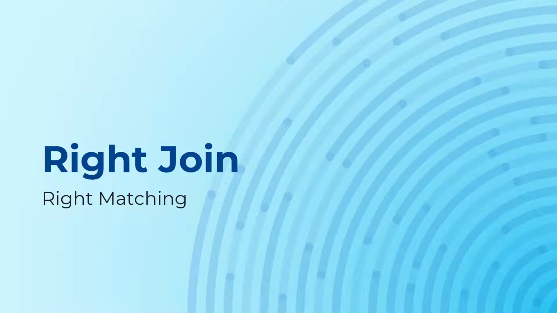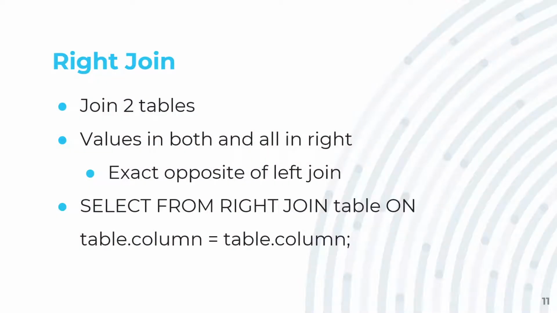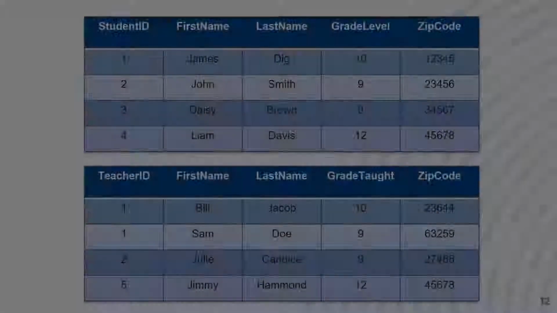Now let's talk about right join. Right join is to join two tables but have values in both tables and the values in the right table. This is the exact opposite of left join. It can be done with the syntax: select from table right join table on table.column equals table.column. Let's look at an example.